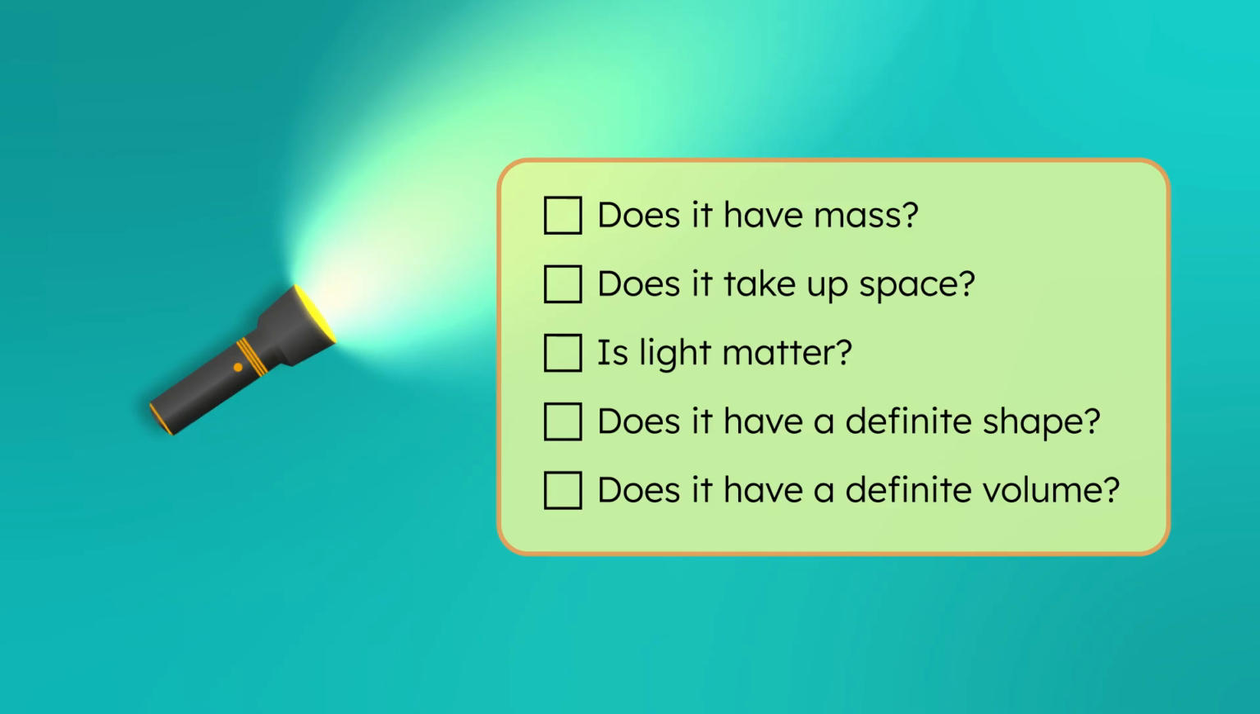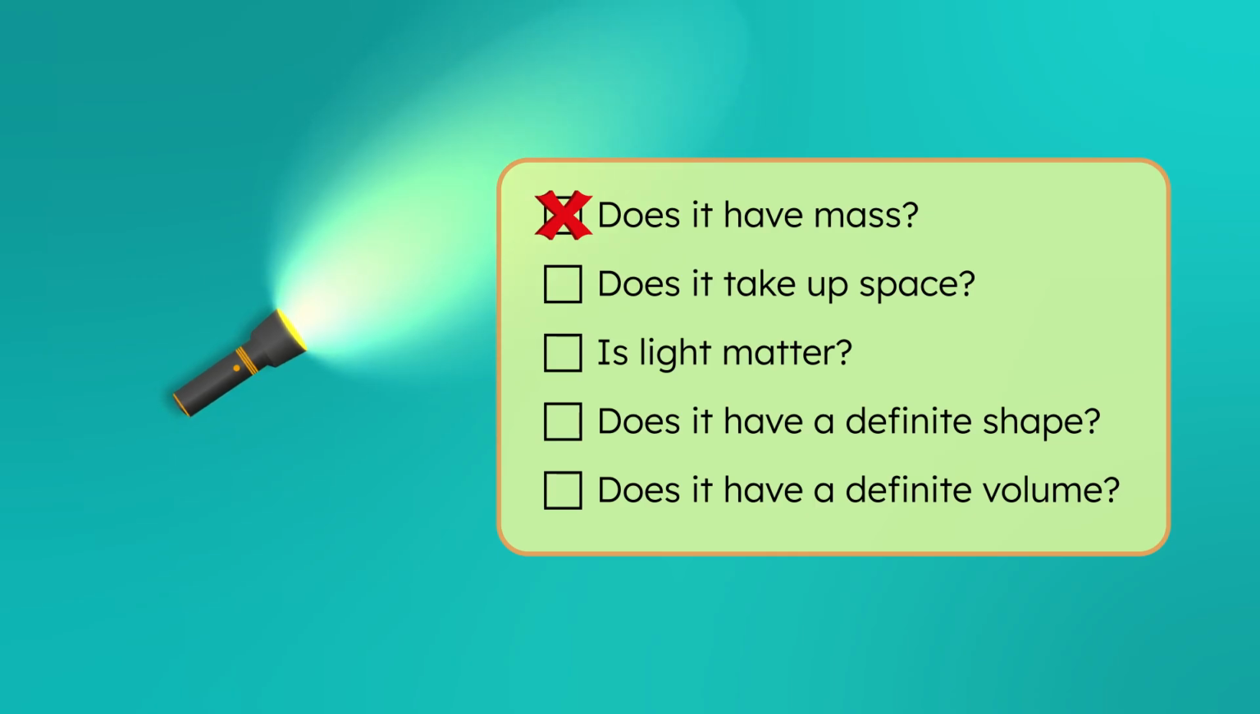Finally, let's look at the beam of light from the flashlight. Does it have mass? Even though you can see the light shining across the room, it doesn't have mass because it can't be weighed. Does it take up space?